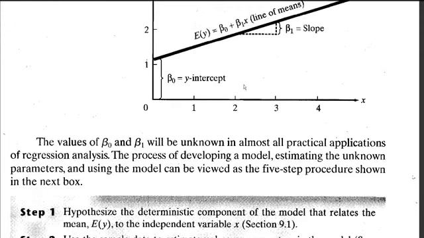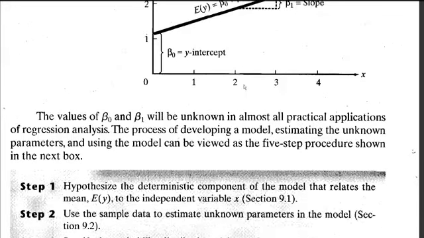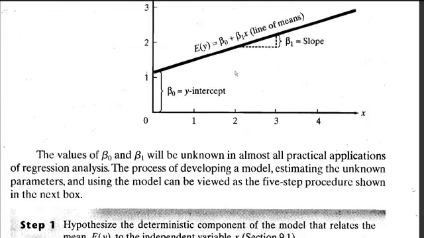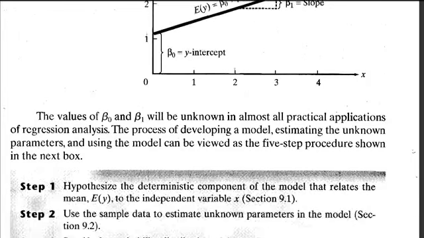The process of developing a model is estimating the unknown parameters and using the model, and that can be viewed as the 5-step procedure shown in the next box. So when we develop the model, we're basically trying to estimate the unknown parameters. That is, we're trying to estimate beta 0 and beta 1. Okay, let me stop here and come back.